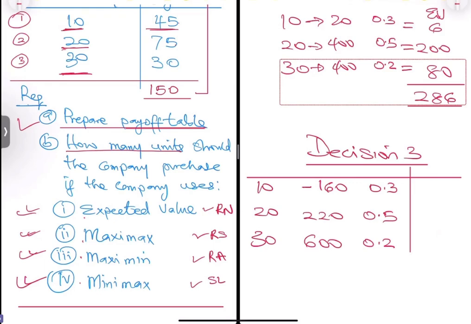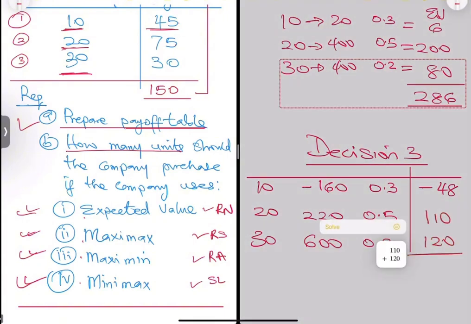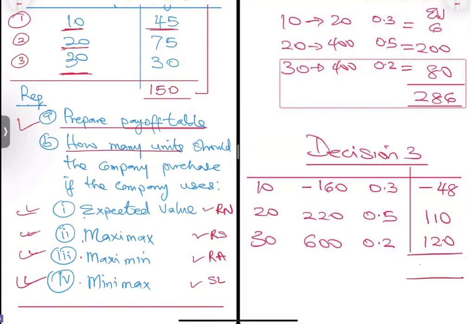What do we have? Minus 48. I got negative 48. 110. And 120. And total? 182. So those are the expected values.